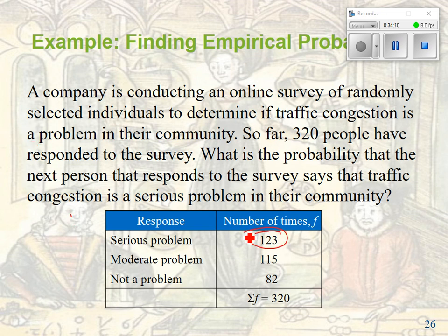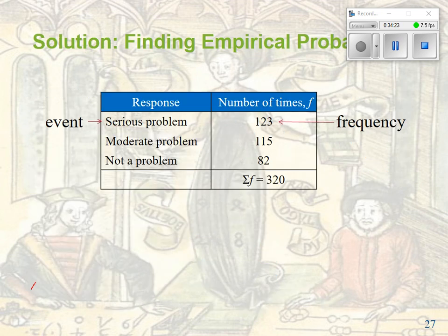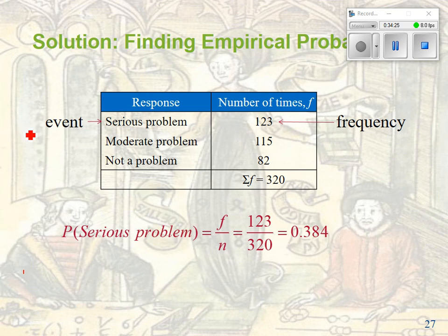We look at that right there. So our probability is just going to be 123 out of our total, which is 320. And again, you could take your calculator and reduce it down, or you could just divide it and change it to a decimal form. And we come up with about 0.38. Again, this number to a lot of people doesn't make a lot of sense, so it might be better to change it to 38.4%.